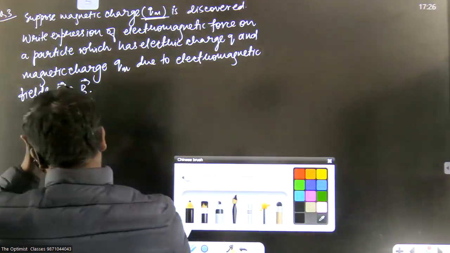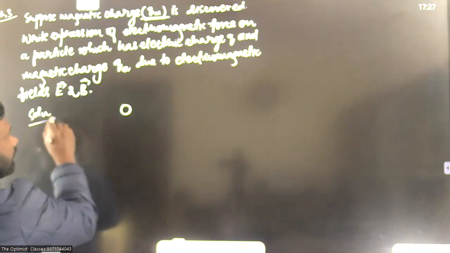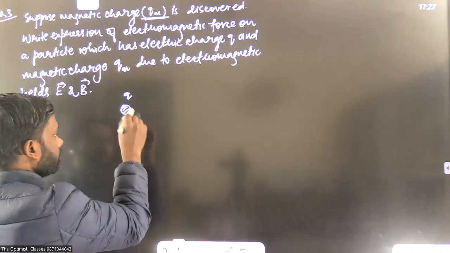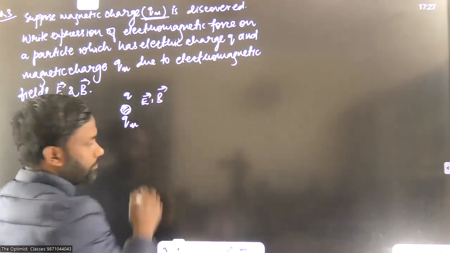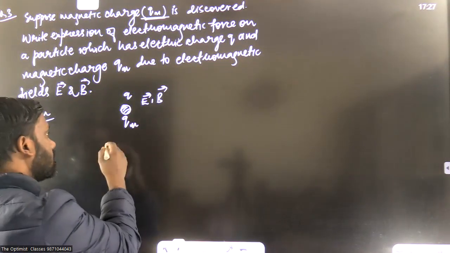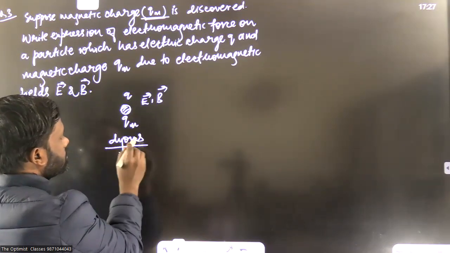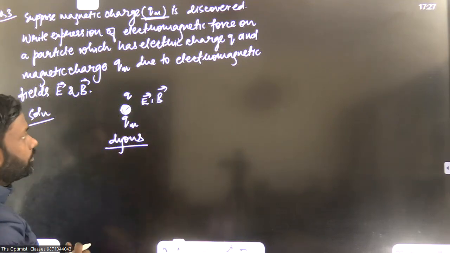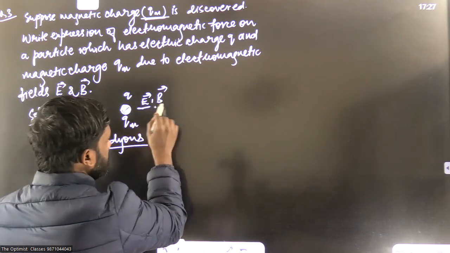So we are talking about a particle which has charge q and magnetic charge qm, and it is moving in an electric field E and magnetic field B. Such a particle which has both electric charge and magnetic charge is called a dyon. So let's say this is a dyon, and we want to know what is the force on this dyon because of the electric field and magnetic field.